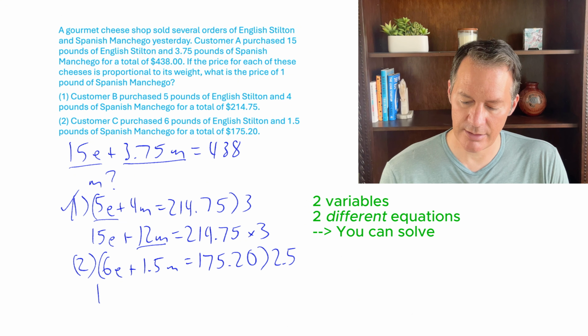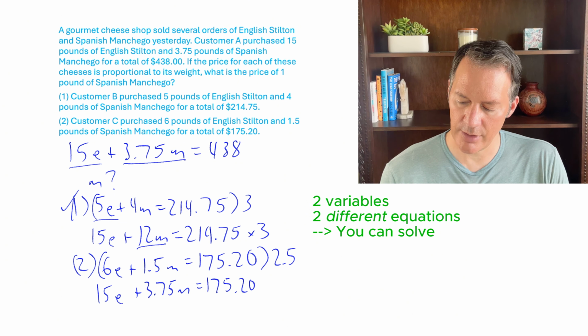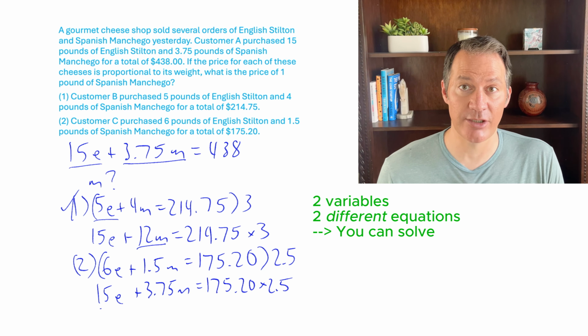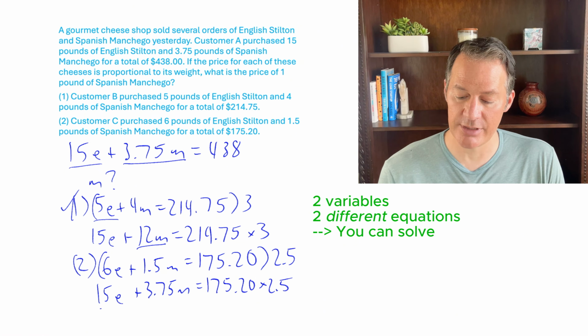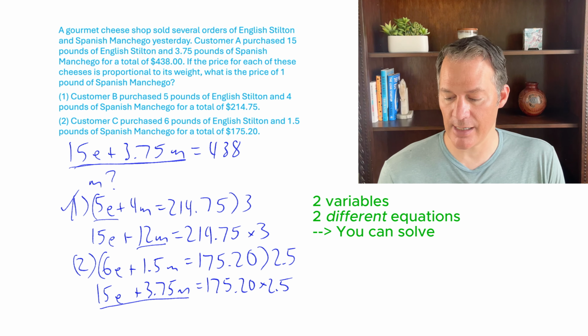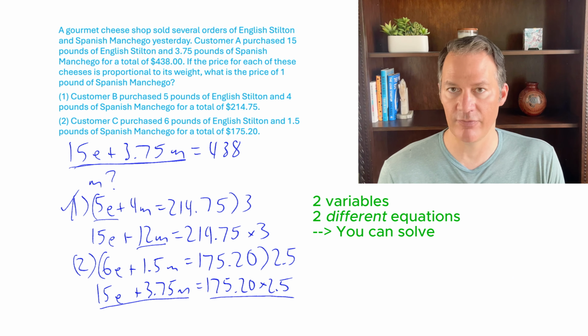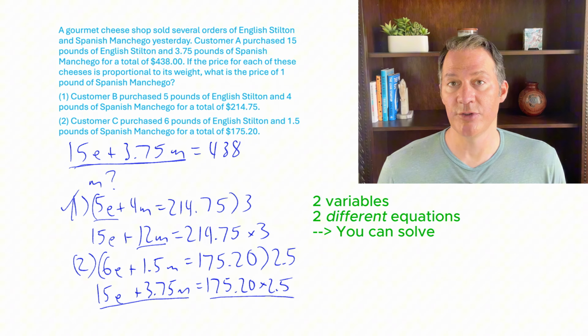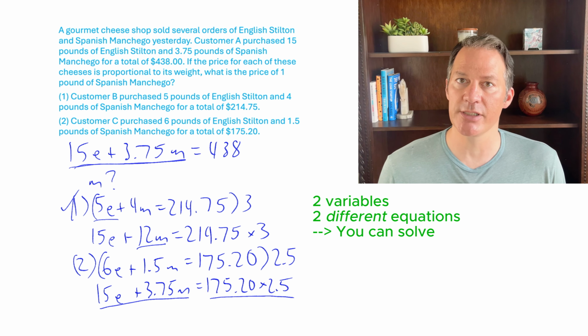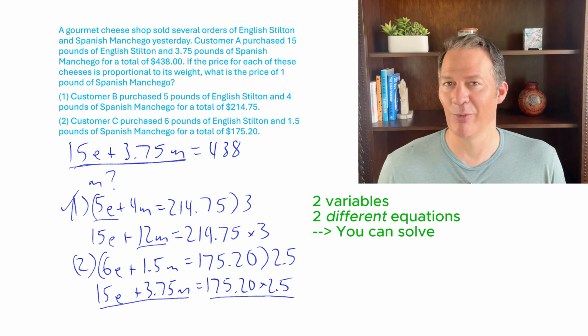So that's going to give us 15e plus 3.75m equals 175.20 times 2.5. So now look, you have the same left side as the original, 15e plus 3.75m, right? So do we need to check the right side, this 175.20 times 2.5? No, it has to be the same also, because think about it. If it were different, we would have two different prices for 15 pounds of E plus 3.75 pounds of M, and the problem wouldn't make any sense.